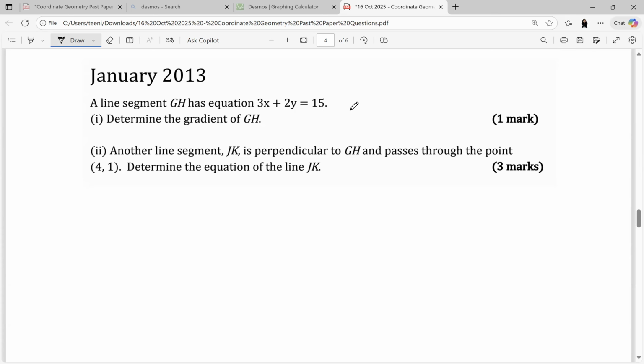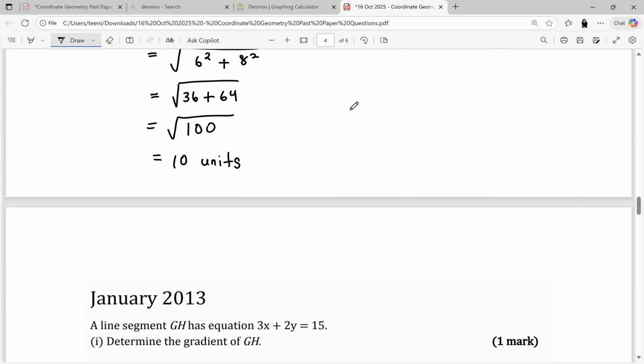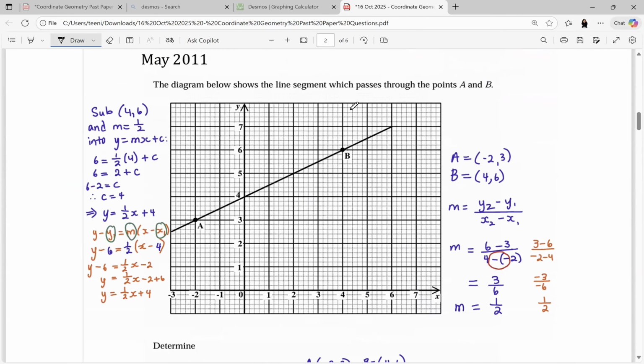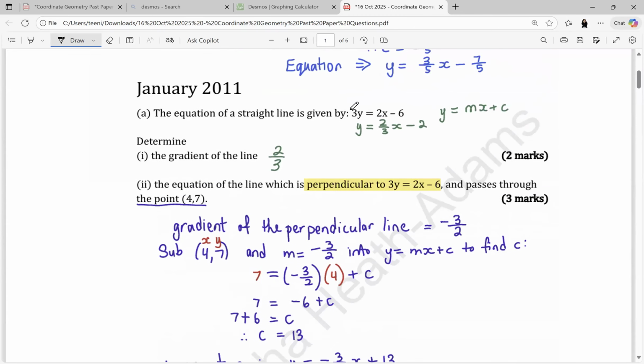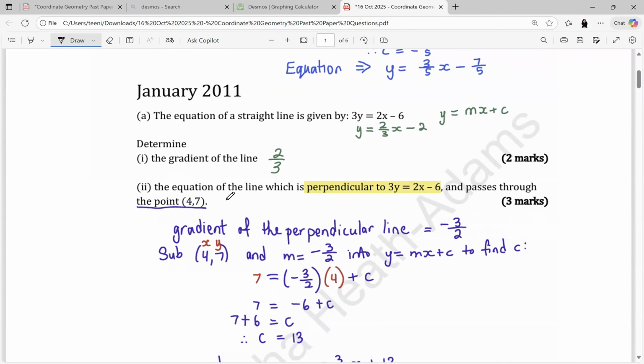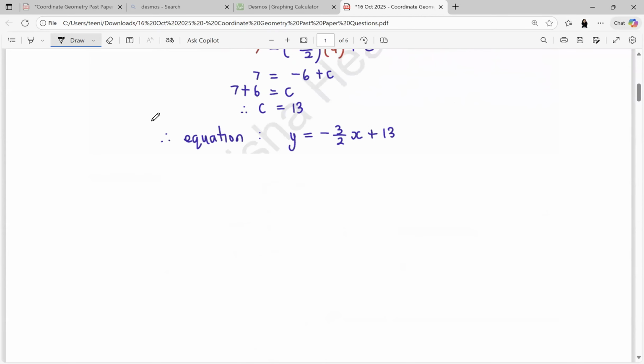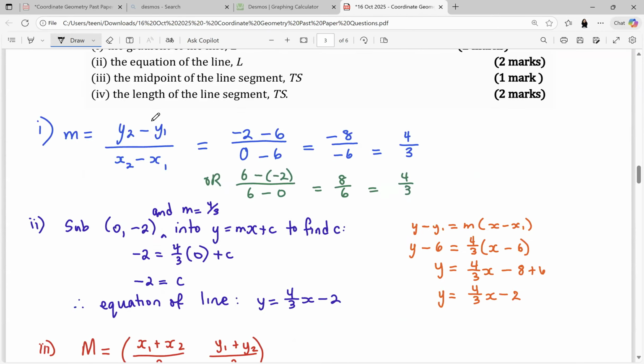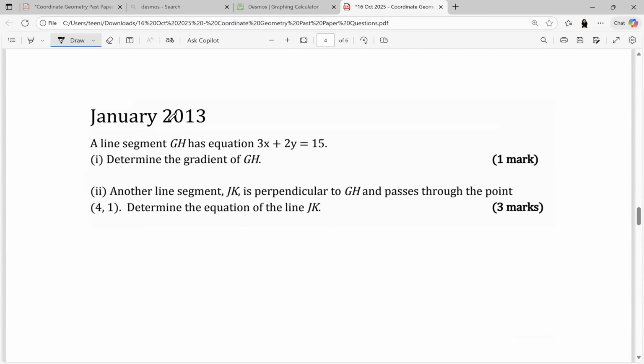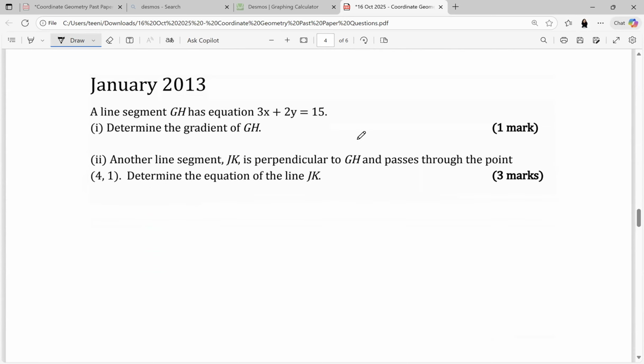So guys, this is literally the same question that came before. It's identical to this one. It's the exact same question, right? Jan 2011, and look, they brought it back in Jan 2013. All they did was change the numbers, and actually barely so.